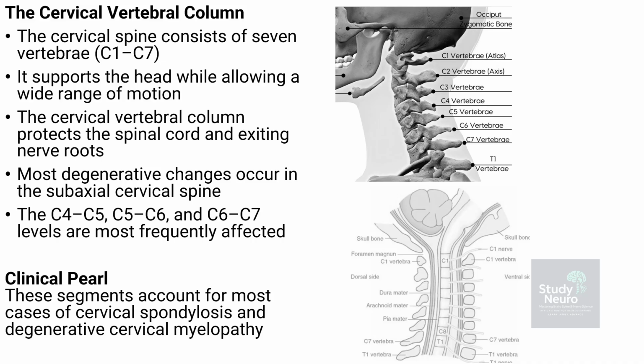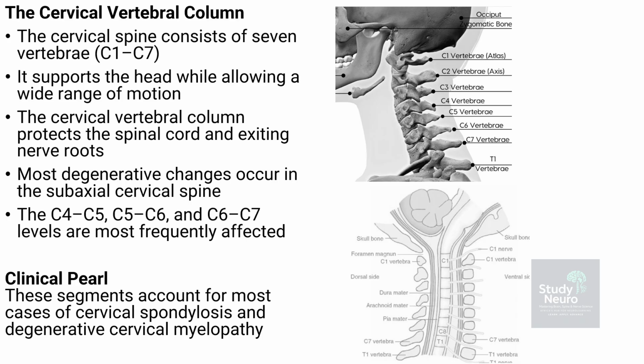The cervical vertebral column is made up of 7 vertebrae, numbered C1 through C7, and it provides an effective balance between stability and mobility by supporting the head while allowing a wide range of neck movements, all while protecting the spinal cord and the cervical nerve roots as they exit the spinal canal.